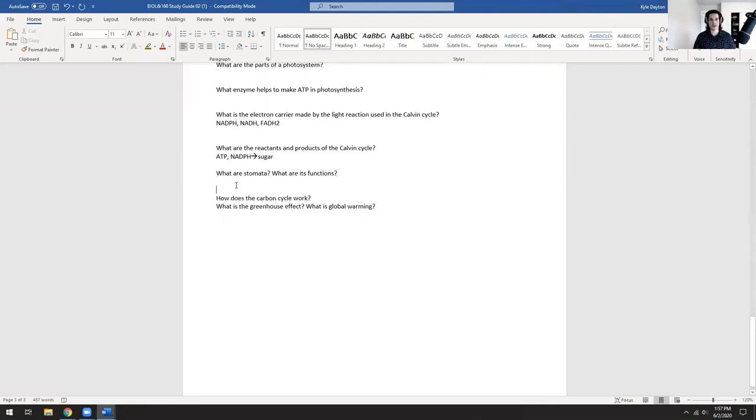What are the stomata? What are their functions? Stomata, those are going to be the pores within your plant, within your leaves. So that's how your plants will breathe. That's how you get the gas exchange. So that's how you let go of the oxygen and you bring in the CO2.